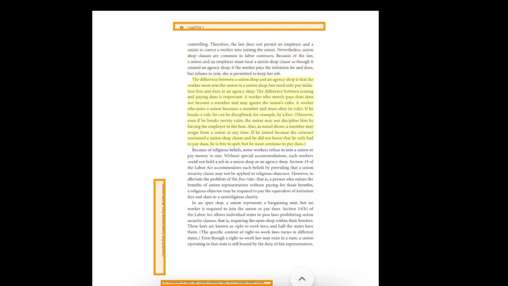The difference between a union shop and an agency shop is that the worker must join the union in a union shop, but need only pay initiation fees and dues in an agency shop. The difference between joining and paying dues is important.